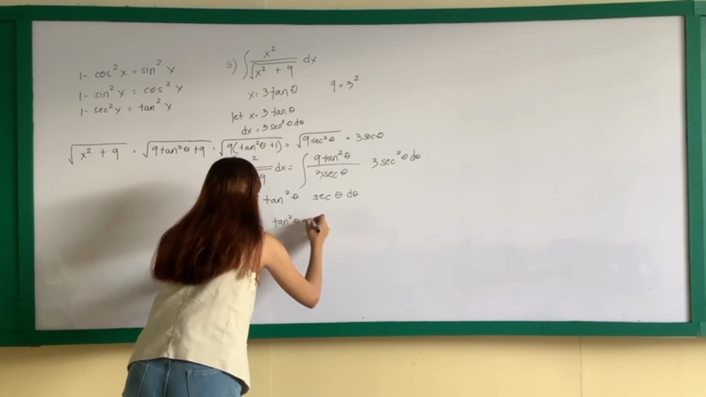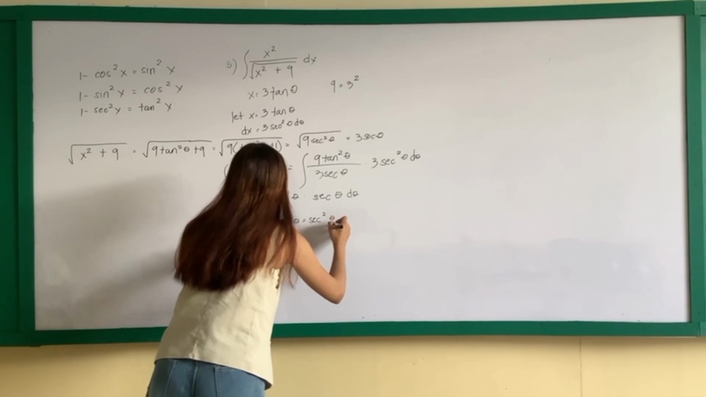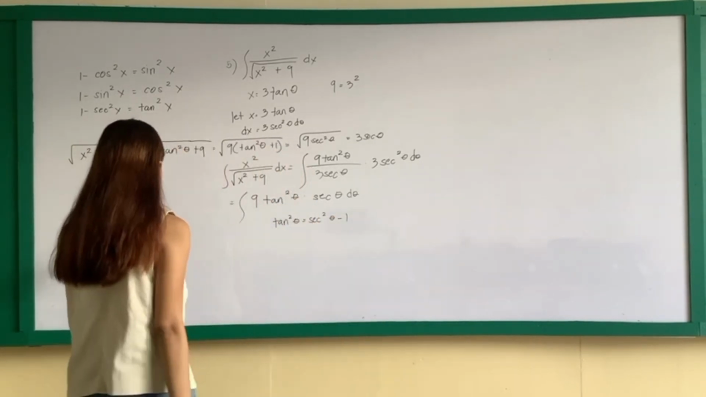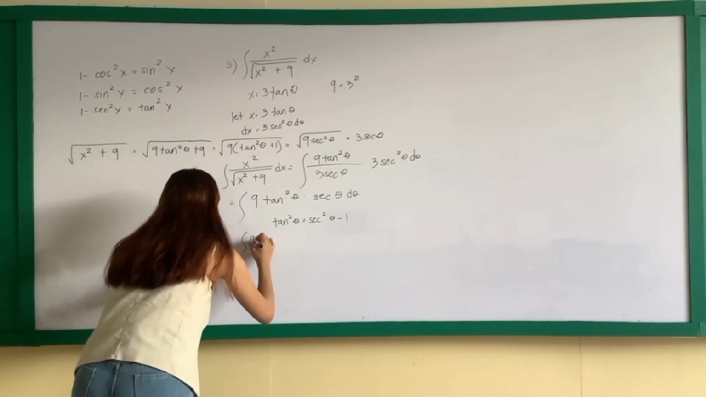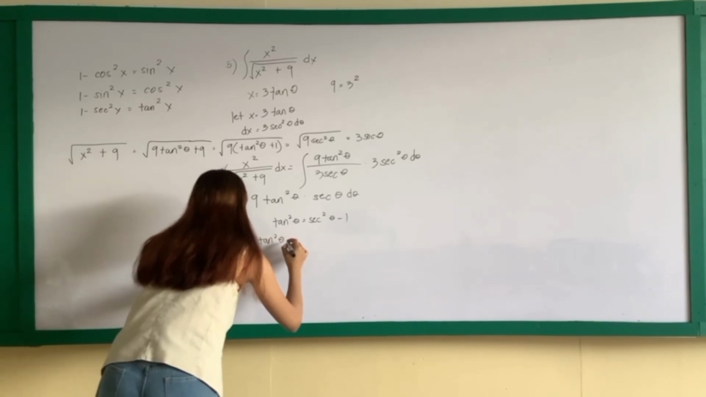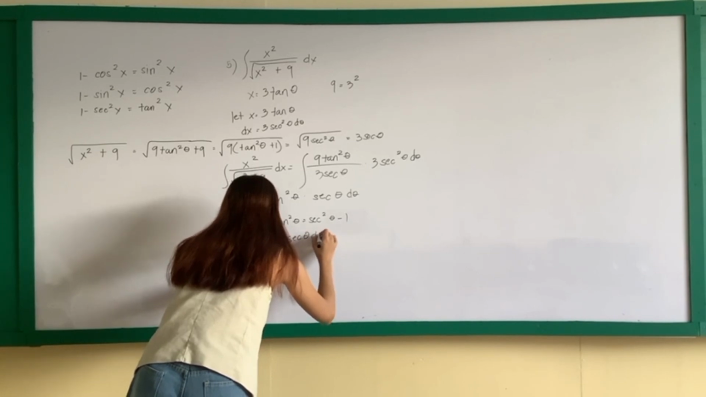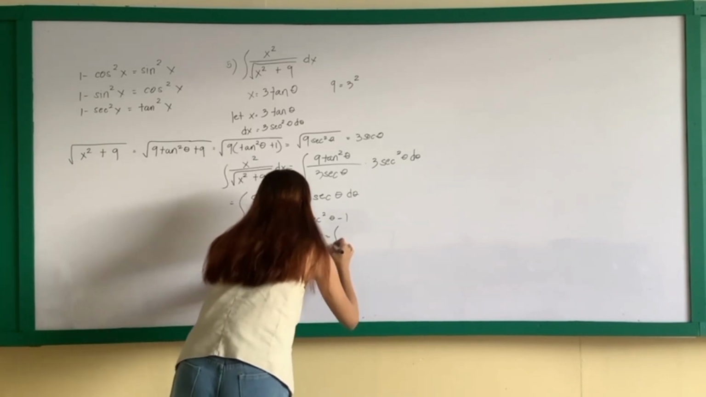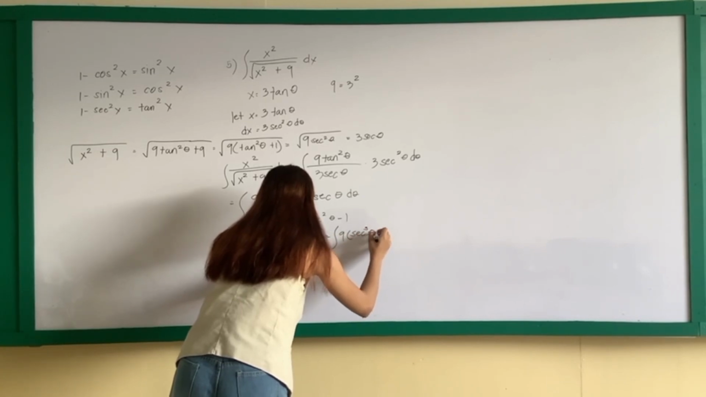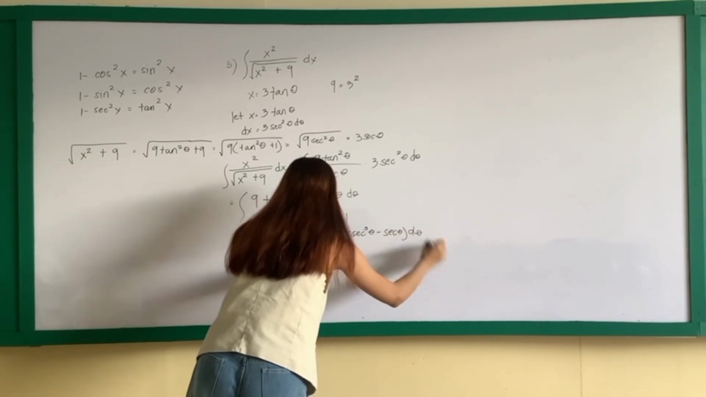Tan squared theta is equal to sec squared theta minus 1. The integral of 9 tan squared theta plus sec theta d theta is equal to the integral of 9 sec cubed theta minus sec theta d theta.